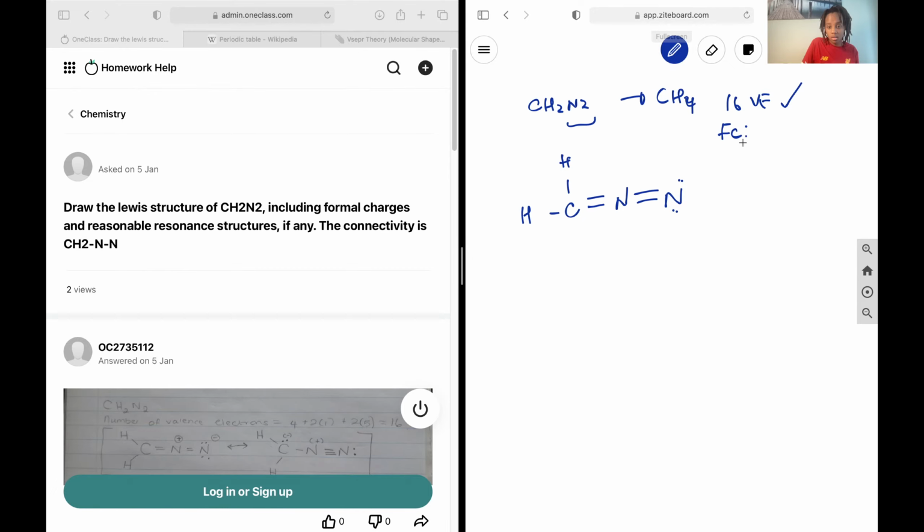Let's check our formal charges. On the hydrogens, we have 1 minus 1, 0. On the carbon, we have 4 minus 4, 0. And on the, let's call this nitrogen 1, nitrogen 2. On nitrogen 1, we have 5 minus 4, leaving a positive 1. And on nitrogen 2, we have 5 minus 4 minus 2, leaving us with a negative 1. So we'll have a negative charge here and a positive charge here.